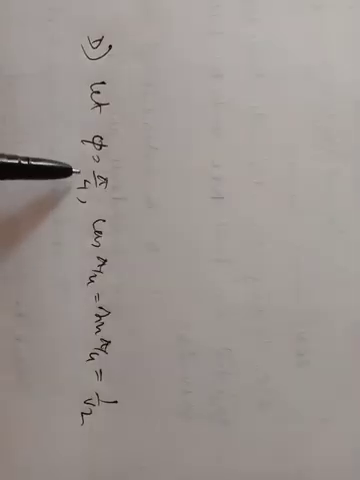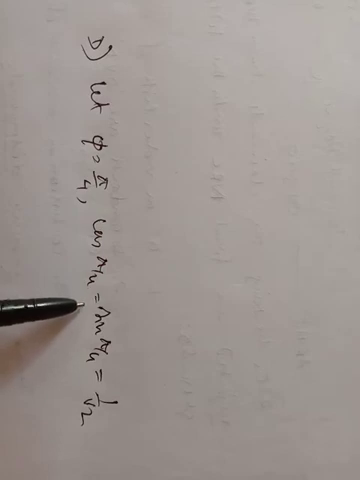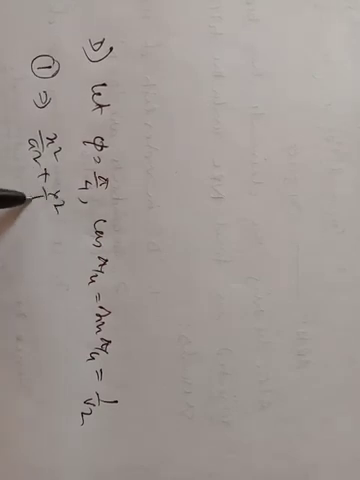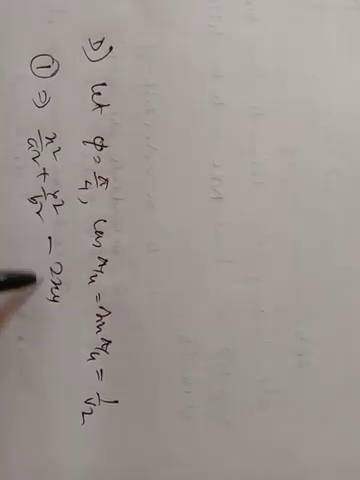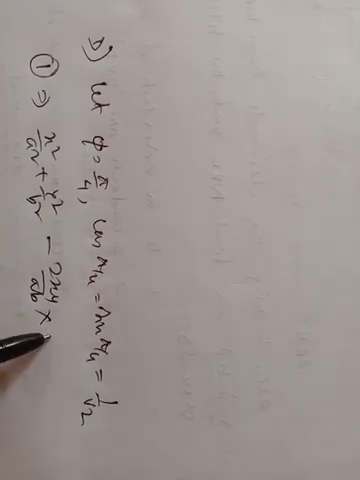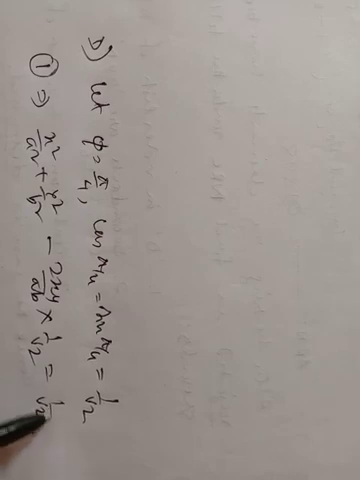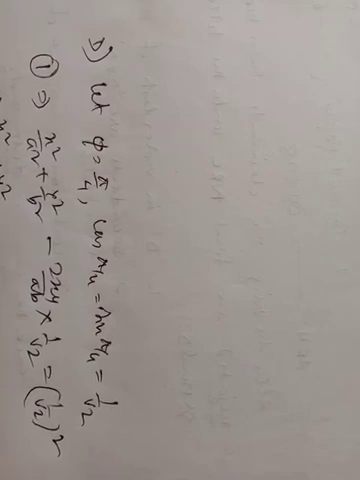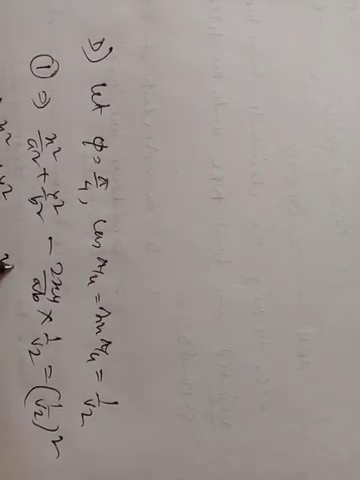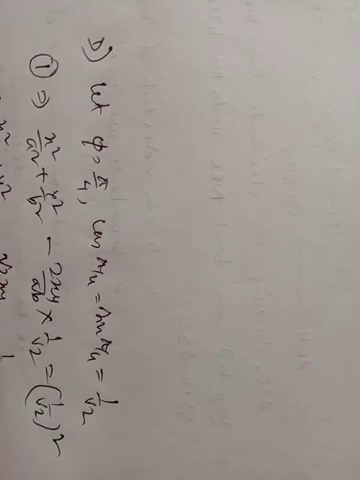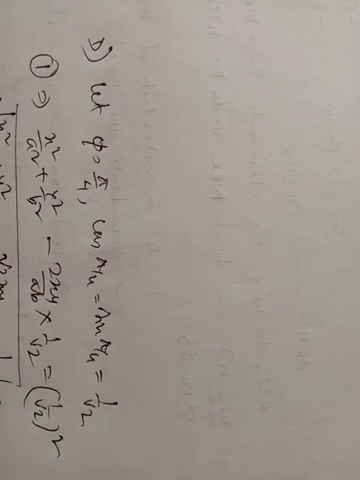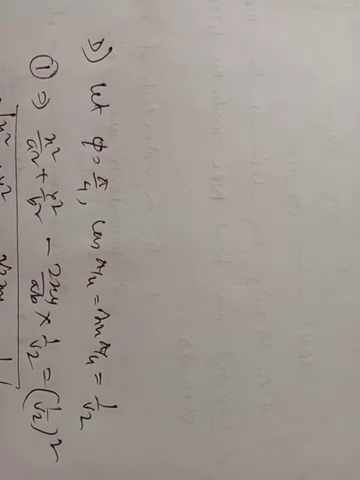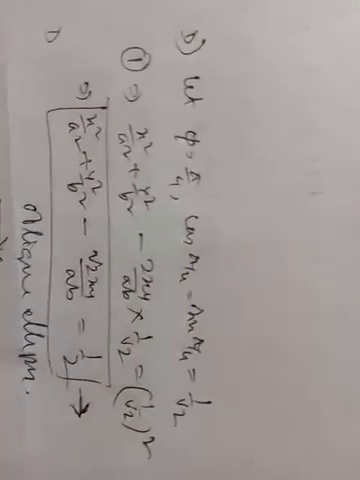Next, for the next situation, let phi is equal to pi by 4. Then we have cos pi by 4 is equal to sin pi by 4 is equal to 1 by root 2. Then equation 1 will give you x square by a square plus y square by b square minus twice xy by ab, and this is cos phi equal to 1 by root 2, is equal to sin square phi, 1 by root 2 whole square, and this will give you x square by a square plus y square by b square minus root 2 xy by ab is equal to 1 by 2. So this represents the equation of an oblique ellipse.